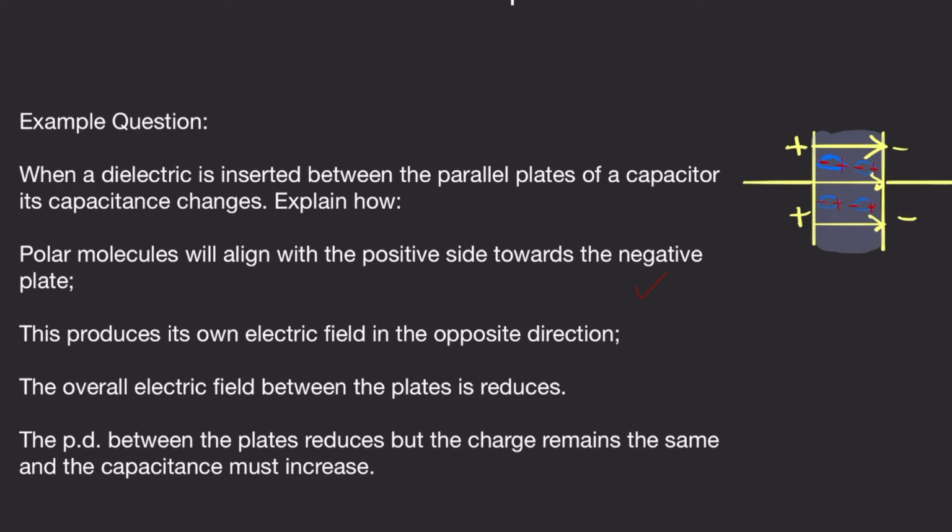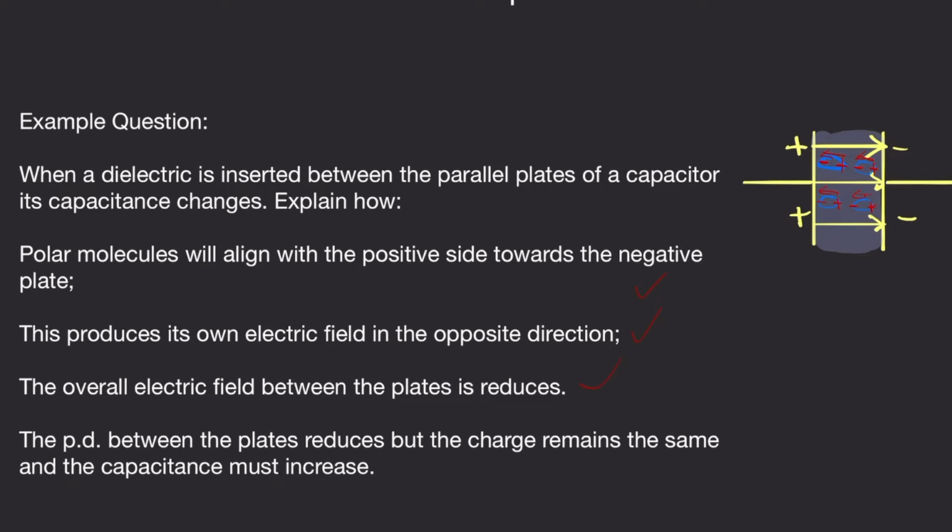After the molecules align, we can write that this produces its own electric field in the opposite direction. How does that work? Well, electric field lines go from positive to negative. You can kind of think of this as a little vector going this way, a little vector going this way, a little vector going this way, a little vector going this way. This diagram is not drawn to scale, but the overall electric field between the plates is going to be reducing.